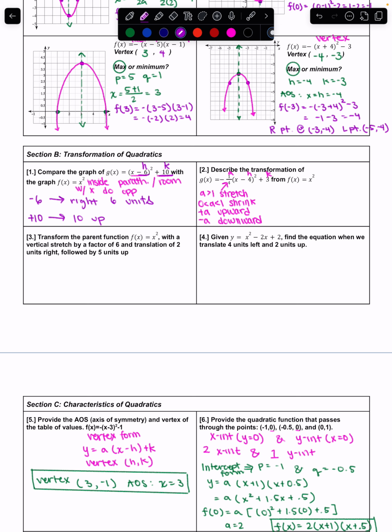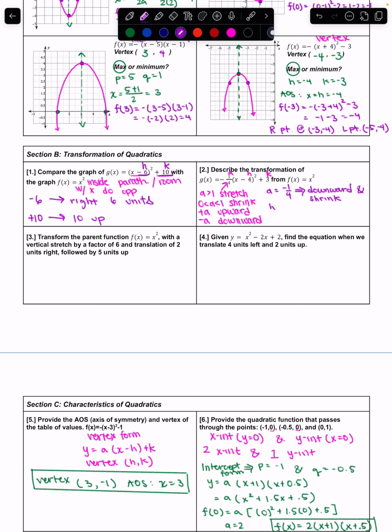Okay, so now that we know that, let's go ahead and describe the transformation given our a, h, and k. Our a value is negative 1 over 4. So because it is negative, it's downward facing. And because 1 over 4 is in between 0 and 1, it is also a shrink.